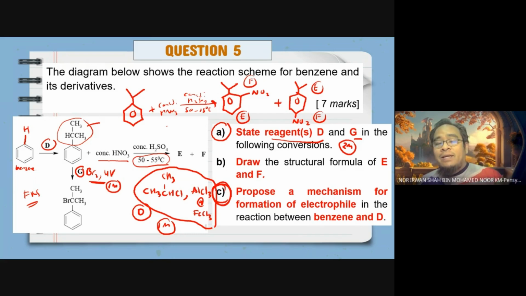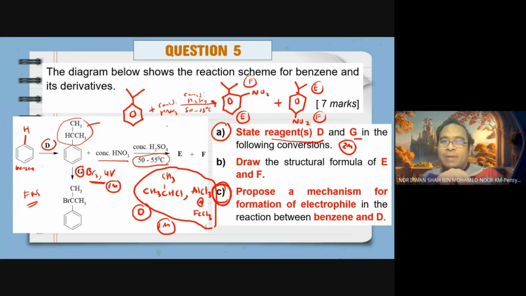Kenapa saya kata soalan minta first step saja? Sebab nampak tak? Cuba je baca soalan. Propose a mechanism for the formation of electrophile in this reaction, ni antara benzin dengan D. Nampak guys? Formation of electrophile dalam electrophilic aromatic substitution itu step mana? Itu kan step 1. Sebab untuk electrophilic aromatic substitution ni dia ada 3 step. Dia macam ni lah. You all untuk topik benzin, you all belajar ada 3 mechanism, remember? Yang pertama, mechanism untuk halogenation of benzene. Yang kedua, mechanism untuk nitration of benzene.